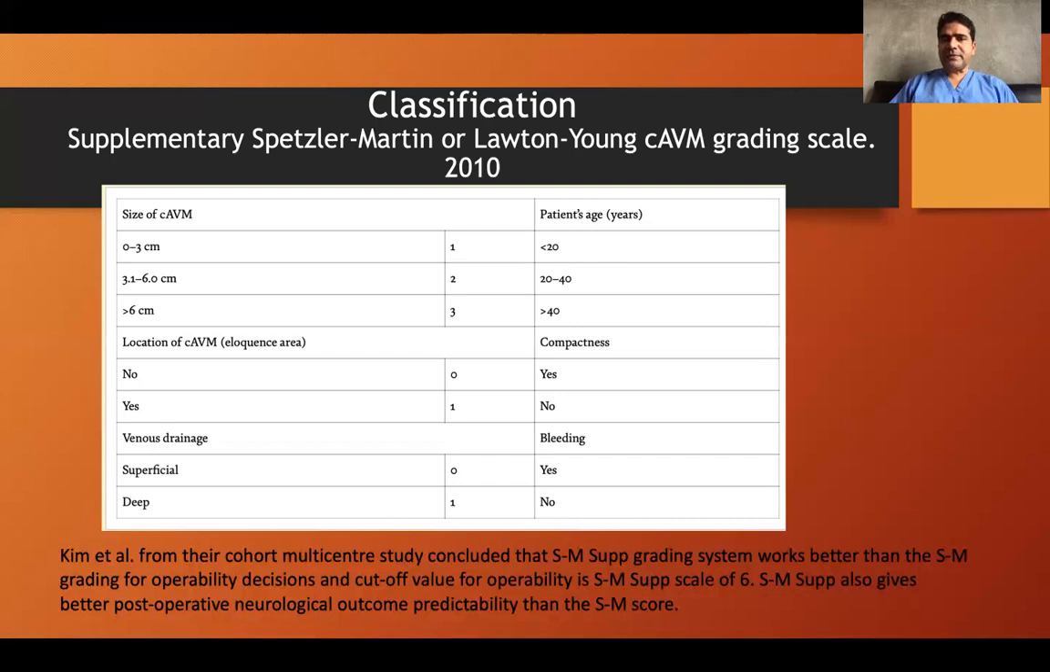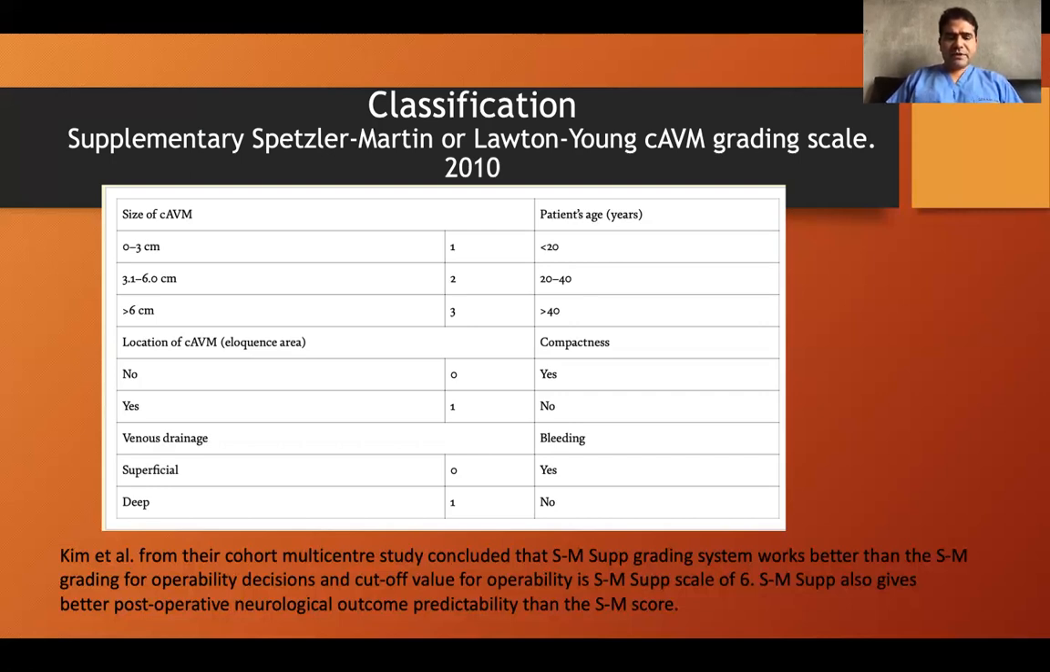If we count the total, in the simple Spetzler-Martin, maximum is 5 and minimum is 1. In this supplementary, again, I mean, minimum is 1 and the maximum is 5. So altogether, maximum is 10, minimum is 2. So the cutoff point is 6. So the Spetzler-Martin supplementary also gives better post-operative neurological outcome prediction than the Spetzler-Martin score.